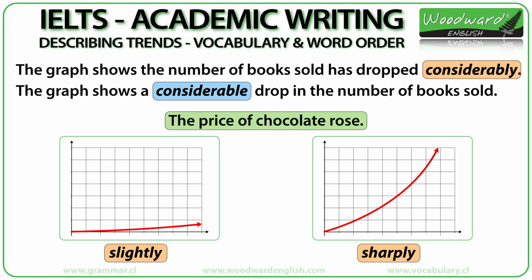That is why you need to give a more complete, more accurate description of the graph. In graph 1, we can see that the price of chocolate rose slightly. In graph 2, we can see the price of chocolate rose sharply. Now, we need to learn more vocabulary to describe trends.